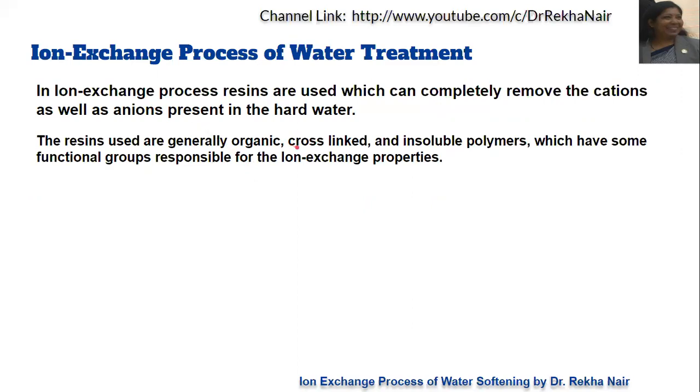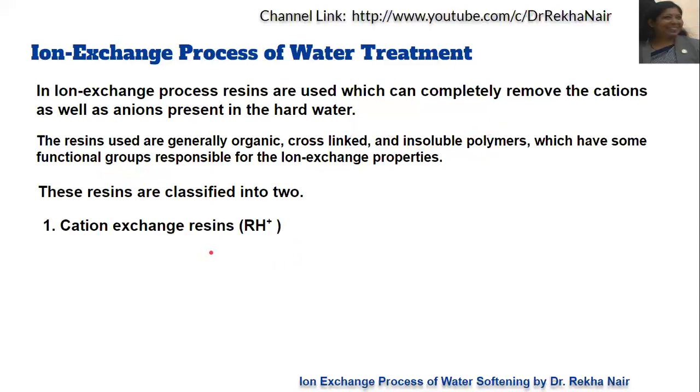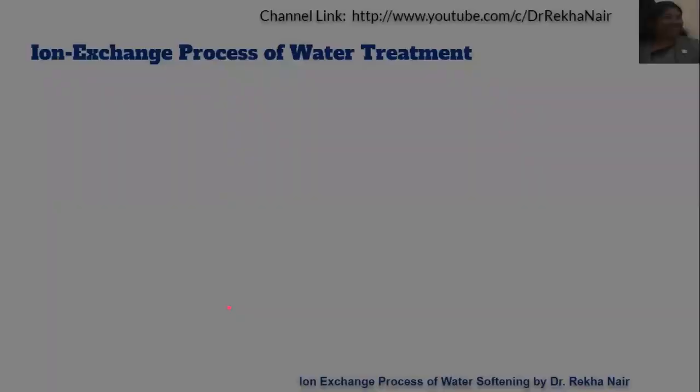Resins are organic in nature. They are cross-linked, insoluble polymers, and they have some functional group which is responsible for the ion exchange properties. These are generally classified into two categories. First, cation exchange resins, which we can represent with RH plus. This will exchange cations of the water with the H plus ions. And second, anion exchange resins, that is ROH minus. It has OH minus which will be replaced by the negative ions present in the hard water.